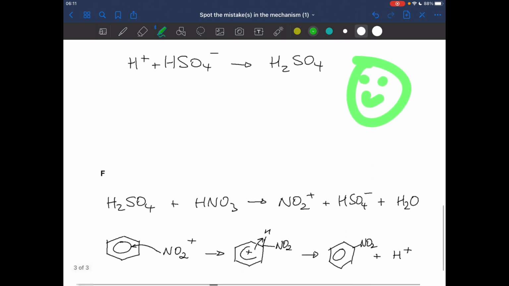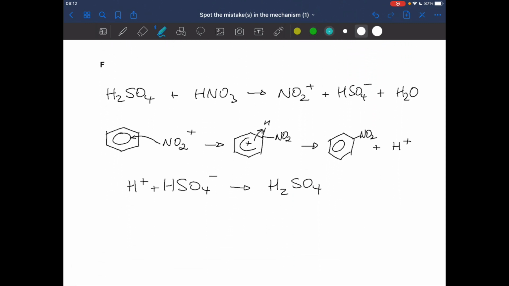and move on to the final one, F. There's a total of 2 mistakes in this one, and it's down to the curly arrows they've drawn. So the first equation's fine. You can see this curly arrow is going in the wrong direction. It has to start at the delocalized ring of pi electrons, and come out to the N.